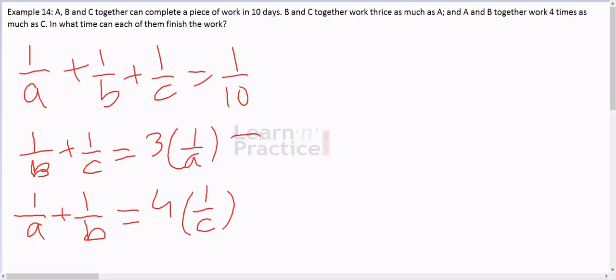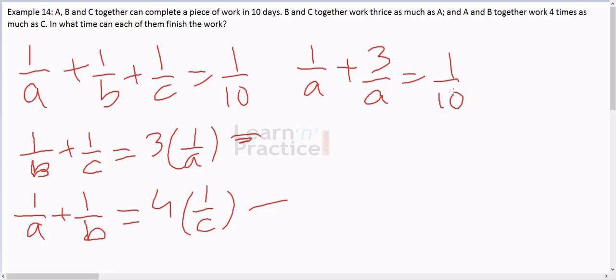Now put these values in the first equation and we'll get the value of A and C. So first solve the first equation. We'll get 1 by A plus, instead of 1 by B plus 1 by C, we can put 3 by A, is equal to 1 by 10.